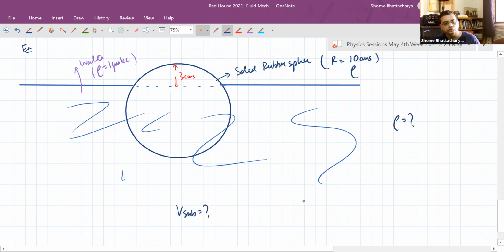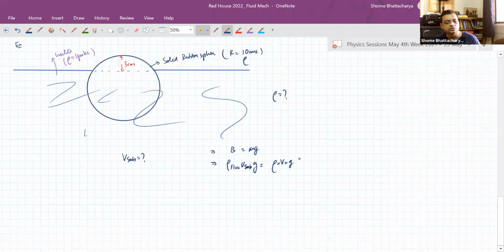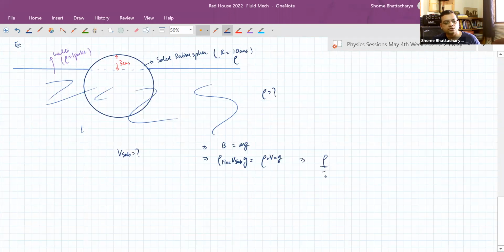Okay. In this case, because it's a solid body, when we equate buoyant force equal to mg, we will see that density of fluid into volume submerged into g will be density of the material into total volume into g. So we'll be able to calculate the density using this relation, that density of rubber upon density of water will be equal to the volume of the submerged part divided by 4/3 pi r cube. Now the question is, what is the volume of the submerged part? For that we have to use integration.